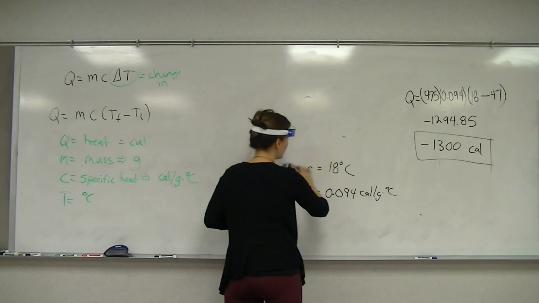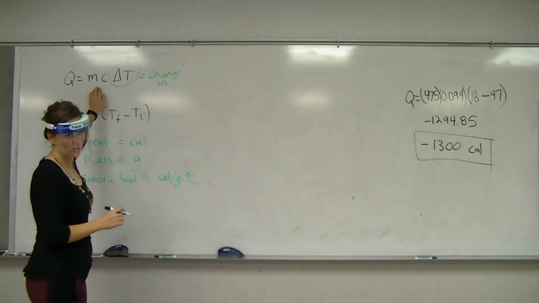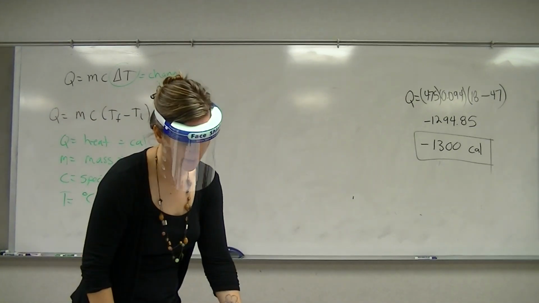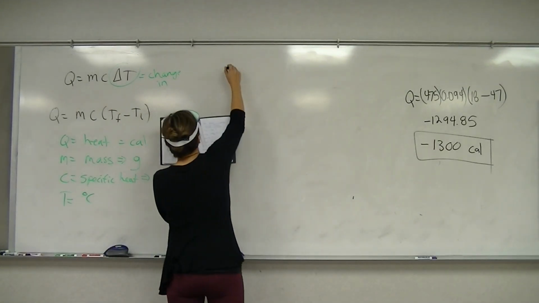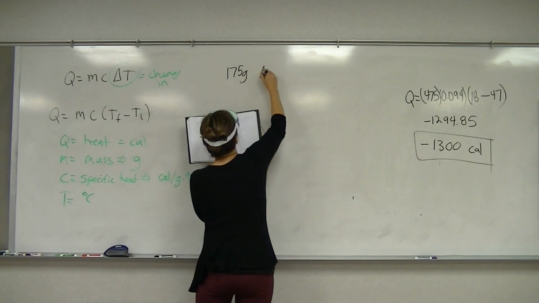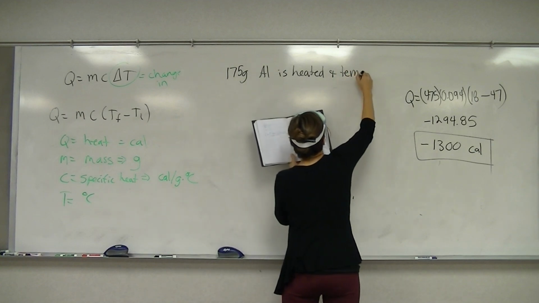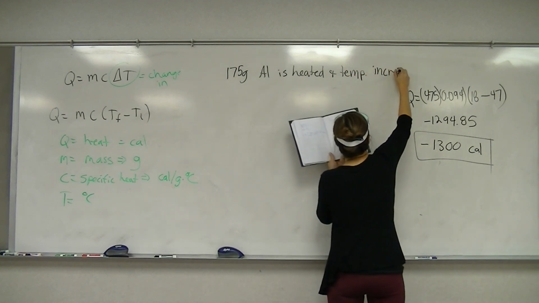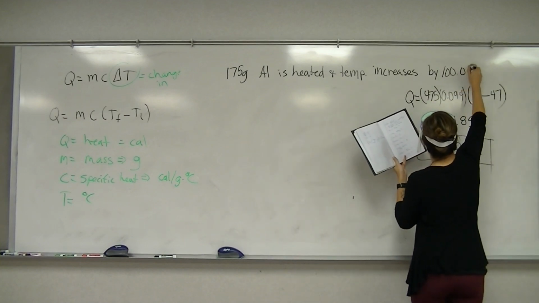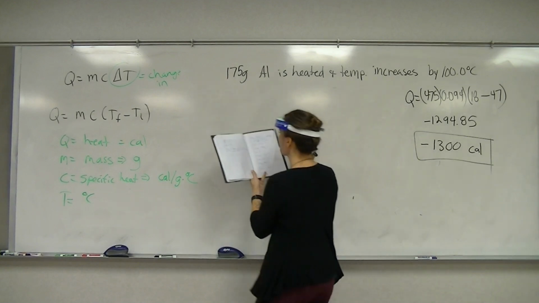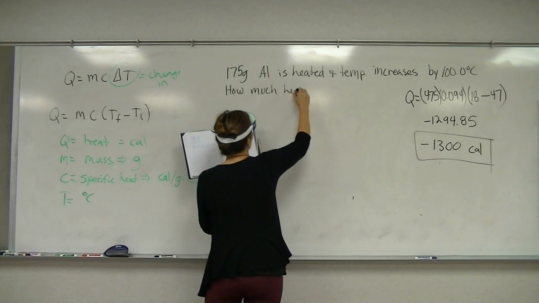So I'm going to do another one of these that's not on the practice sheet so that we can look at what the wording looks like for the other type of equation, the other heat equation. So this one is 175 grams of aluminum is heated and the temp increases by 100 degrees Celsius. How much heat is required?